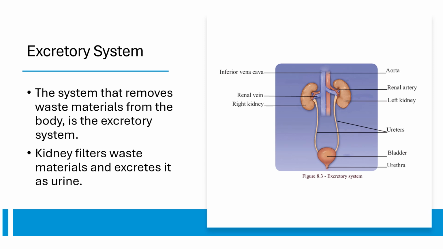Kidneys are the main organs in the excretory system, and they filter waste materials and excrete them as urine. As you can see in the figure, you have the right kidney and the left kidney. We all have a pair of kidneys. Then there are ureters coming from each kidney, and the ureters connect to the bladder, which ends with the urethra.